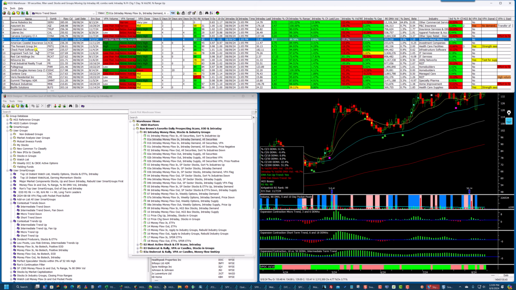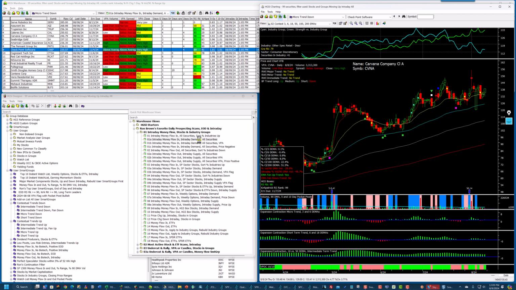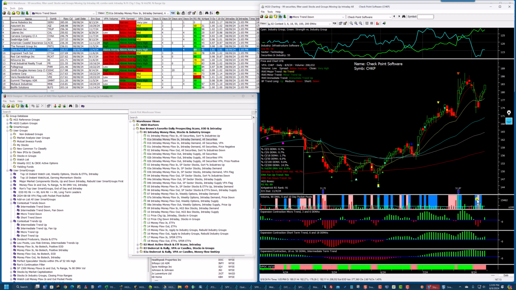Okay, let's do one more here. How about Checkpoint Software? Familiar name. You can see that this column, it's down. 4 days ago it crossed down the 3 below the 6, but the 6 and 18 remained positive, and also the 18 versus the 50. This is the first day that's popping back up above the 3, but this was an opportunity to find a stock with a pullback which is going up today.